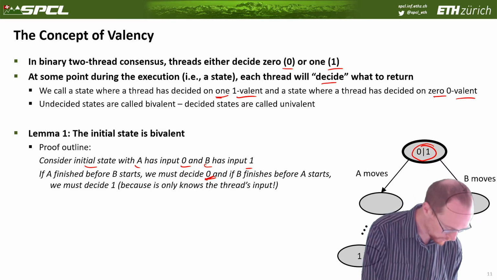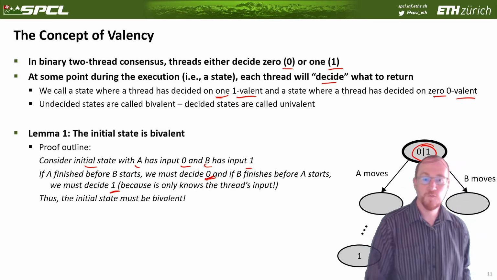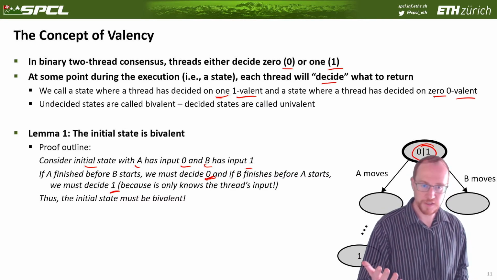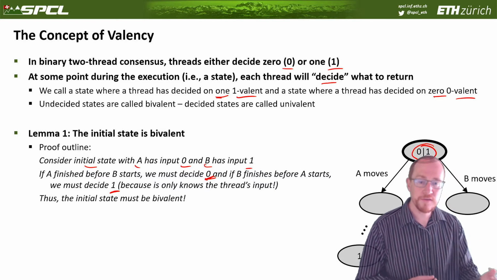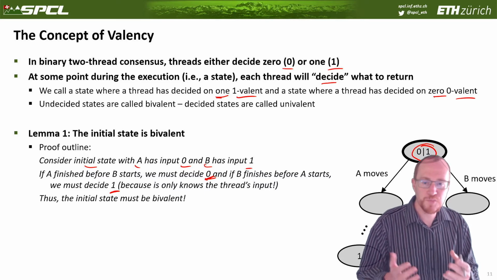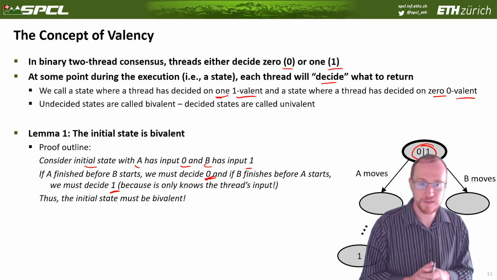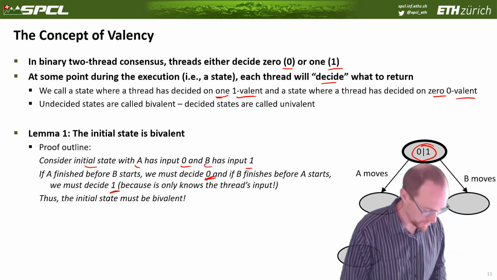We must decide 1. And now it's pretty obvious that if in one execution we must decide 0, and in another execution, or history, you could call this history as well, to connect it back to what we had in the lecture, we must decide 1, then the initial state cannot be pre-decided. Right? It must be bivalent. It must allow the decision of 0 and it must allow the decision of 1. Okay?